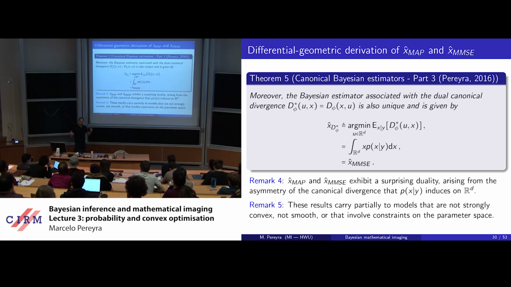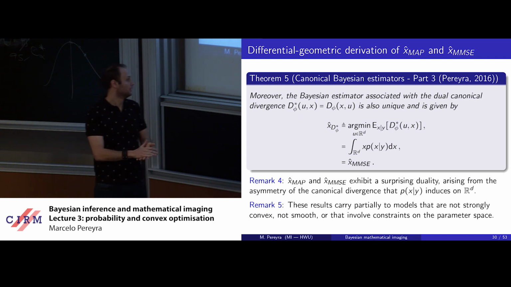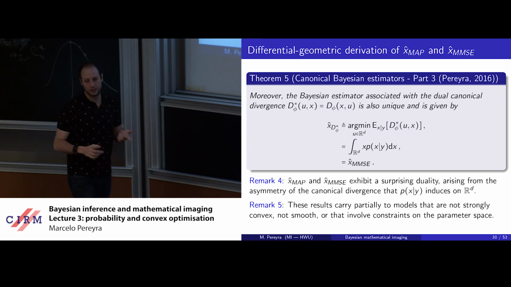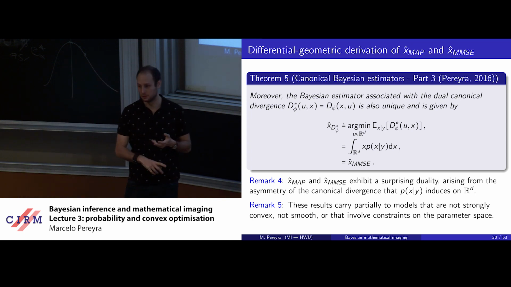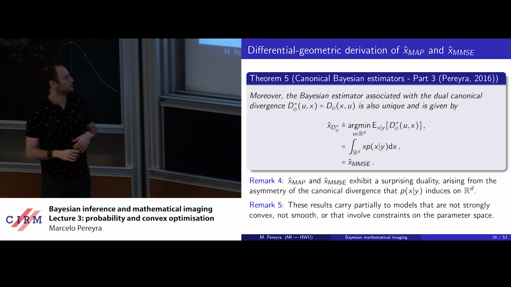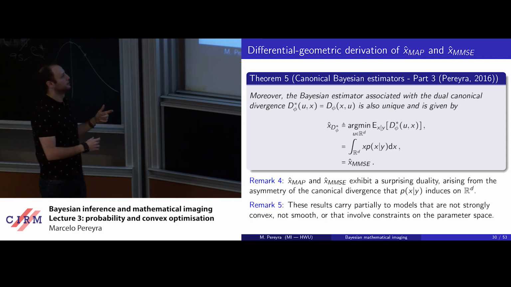It comes from letting the geometry of the model induce a Riemannian geometry on the parameter space and accepting that when I compare two images, I'm not going to do it just by their Euclidean difference, but by something that is a bit more involved. And these results carry partially to situations where I don't have differentiability, or I have constraints on the parameter space, but they carry partially. So I invite you to check the paper to see what survives and what doesn't.